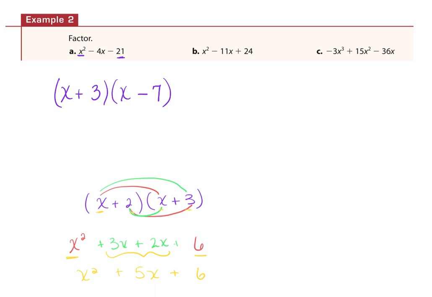So let's see how this works. If I multiply my first terms, I would get x squared.